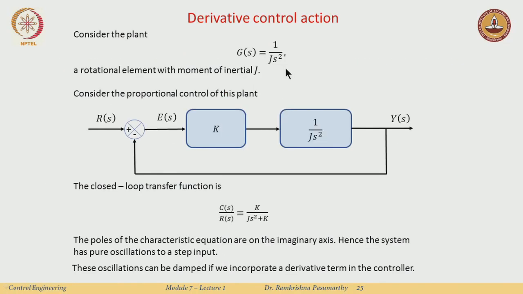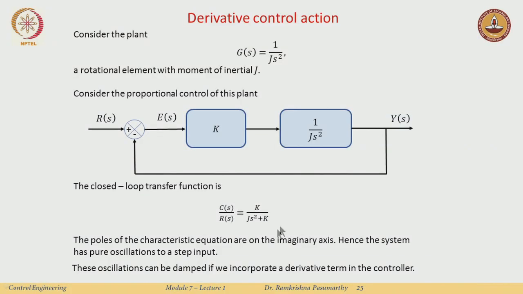Okay, now let us look at a derivative control action. So, I just have my plant as a rotational element with a moment of inertia J. So, let me say I just start with a proportional control action. I say, why do I even need to use a derivative action? So, I just say, well, put a K here, the closed loop transfer function is K over Js square plus K. If I plot the root locus, it will tell me that the poles are always on the imaginary axis as the value of the gain K increases from 0 to infinity, right. So, my response of the system will be purely oscillatory, right, and these oscillations would not die down.